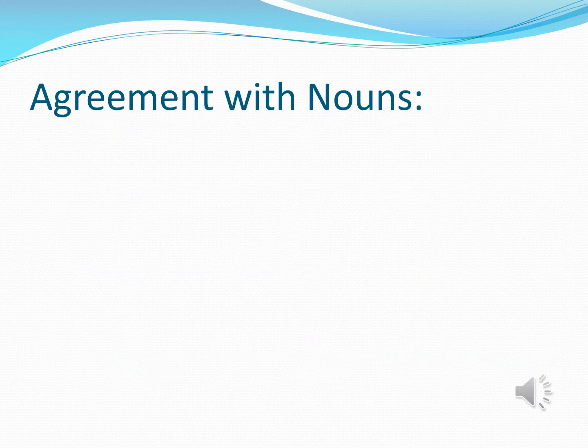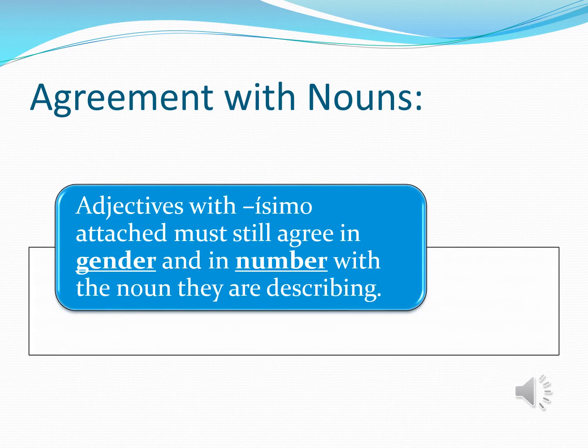So because we're adding the ísimo to an adjective, we still have to have these adjectives agree in gender and in number with the noun that they're describing. And we're going to do that just like we do our other adjectives by changing the O to A and making them plural when we need to.